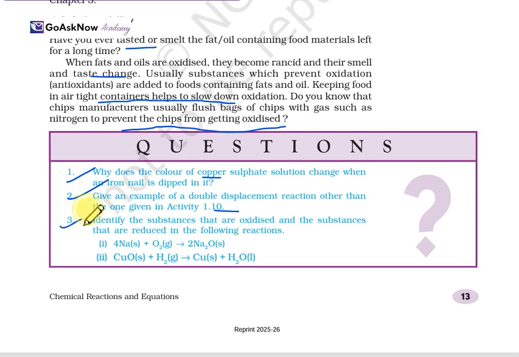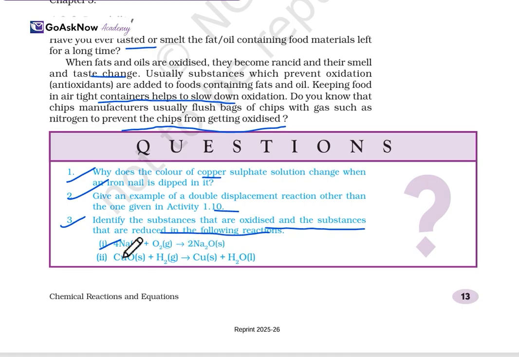Now the third one is, identify the substances that are oxidized and the substances that are reduced in the following reactions. We have two reactions. The first is 4Na in the solid state plus O2 in the gaseous state, and we are getting 2Na2O in the solid state. Here sodium, Na, is oxidized, and O2 is reduced by the sodium. You just see from O2 to O, so it's reducing.